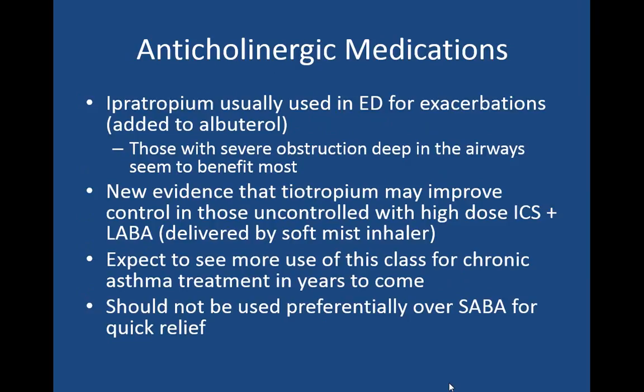Anticholinergics like ipratropium or tiotropium. We'll talk a lot about these when we talk about COPD, because that's primarily where they're indicated. But ipratropium, which is our short-acting anticholinergic, we use it a lot of times in patients who come to the hospital with an exacerbation. We'll use it in addition to albuterol.